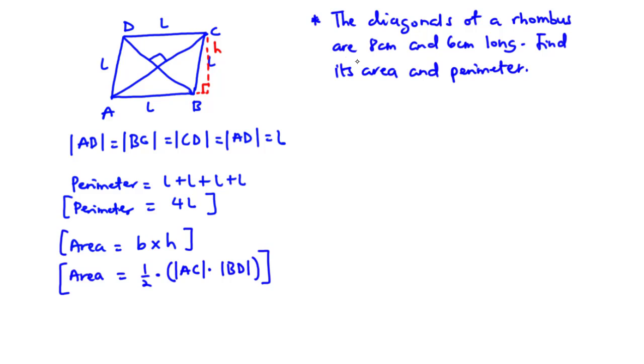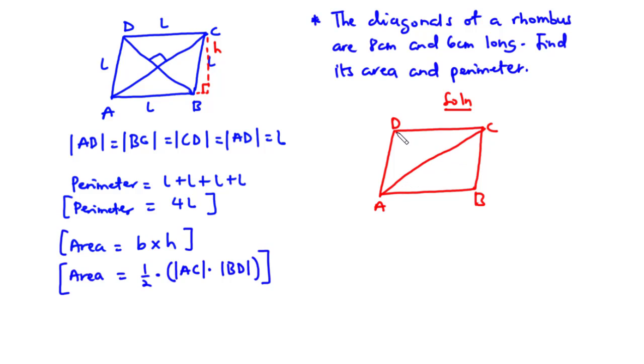So given that the diagonals of a rhombus are 8 centimeters and 6 centimeters long, find its area and perimeter. So first of all, let's draw the rhombus. So we have something like this. And this is A, B, C, and then D. And then we have the diagonals AC and then BD.